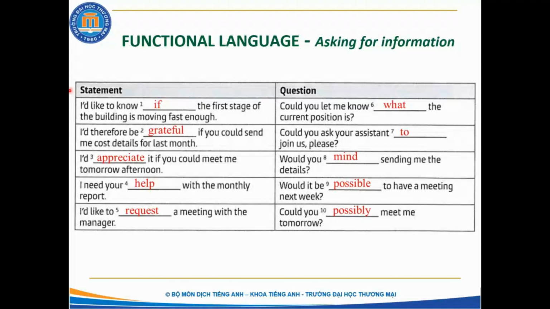So for the statement, there are some phrases that we can use. For example, we can use I'd like to know if, I'd be grateful if, I'd appreciate it if, I need, I'd like to, right? And for the questions, there are some questions that we can use to ask for information, like, could you let me know? Could you ask? Would you mind? Could it be possible to? And could you possibly? Alright.